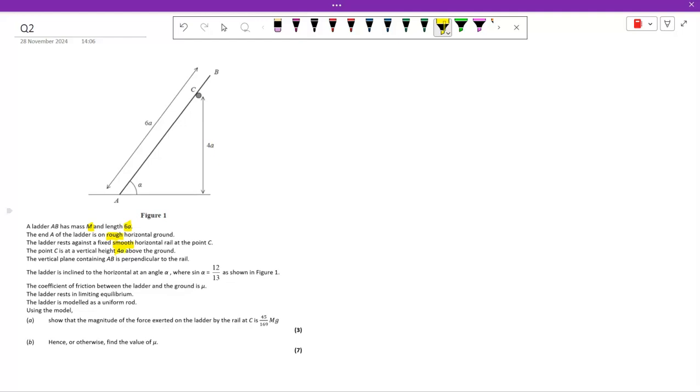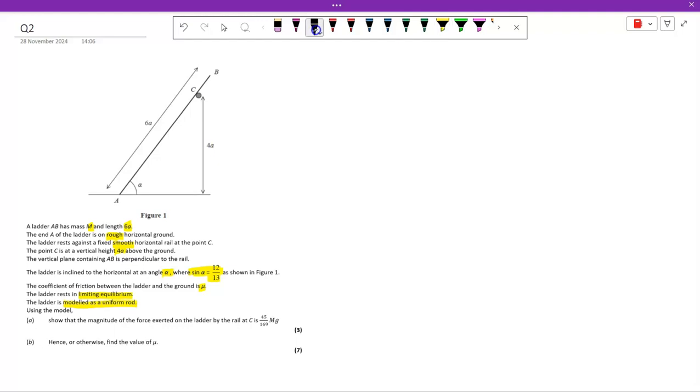The vertical plane containing AB is perpendicular to the rail. The ladder is inclined to the horizontal at an angle of alpha, where sine alpha is 12/13. The coefficient of friction between the ladder and the ground is mu. The ladder rests in limiting equilibrium, and the ladder is modeled as a uniform rod.